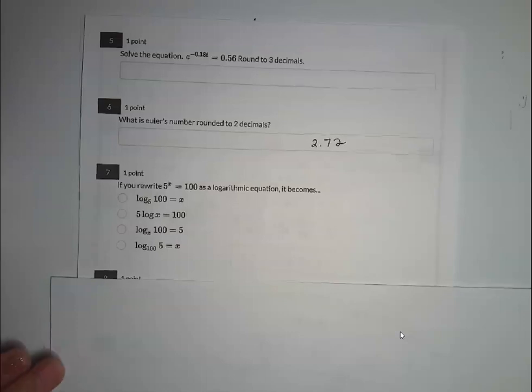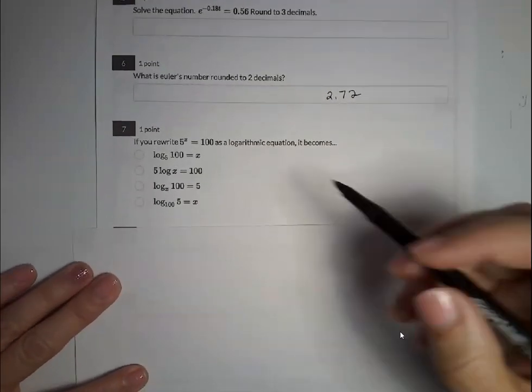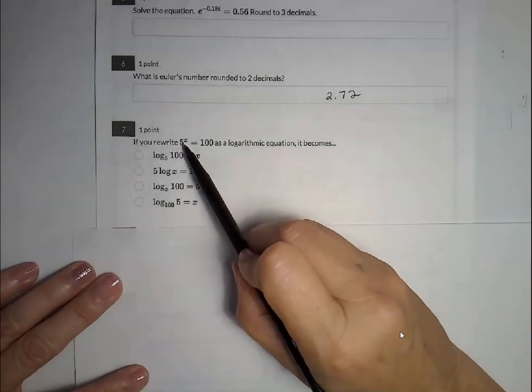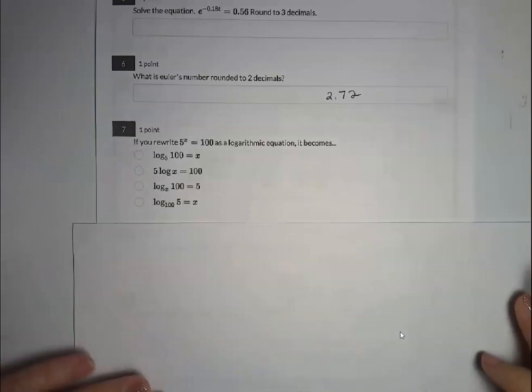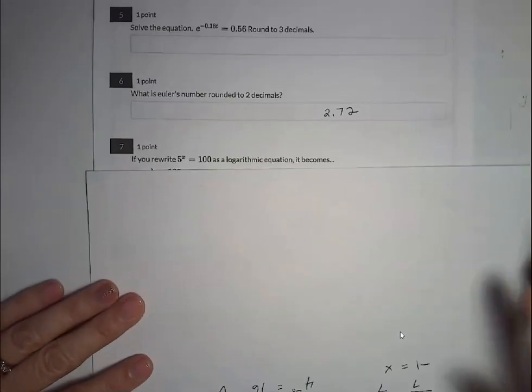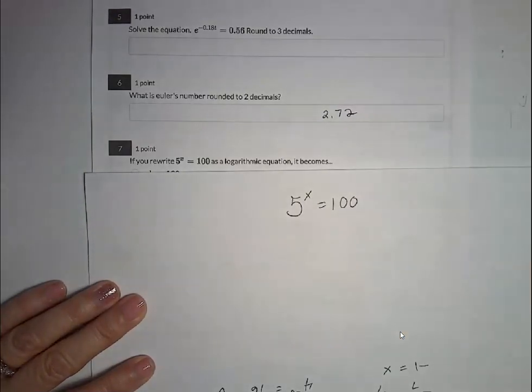Okay, number 7. If you rewrite the exponential equation 5 to the x equals 100 as a log, what does it become? So we're just going to rewrite this as a log. A log is another name for an exponent.